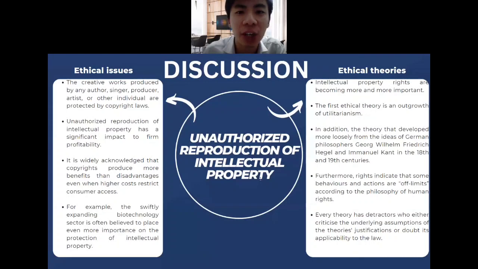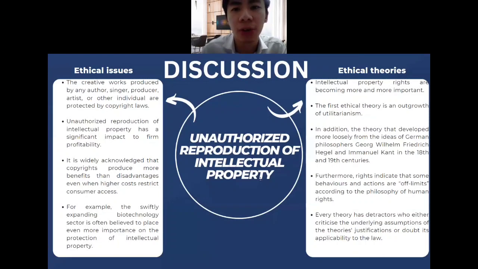In addition, there is the theory that developed more loosely from the ideas of German philosophers Georg Wilhelm Friedrich Hegel and Immanuel Kant in the 18th and 19th centuries. It is normal in Western Europe for writers and artists to have some moral rights. Furthermore, rights indicate that some behavior and actions are off limits. According to this, a person has an inherent right to get the rewards of his labor, and the state has a duty to defend and preserve the natural right.